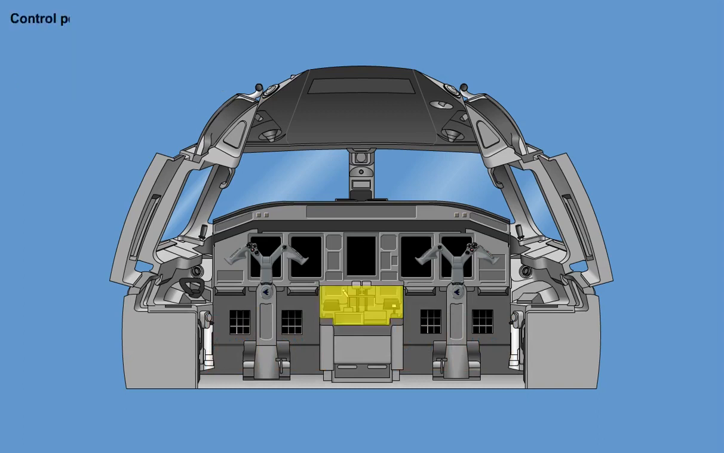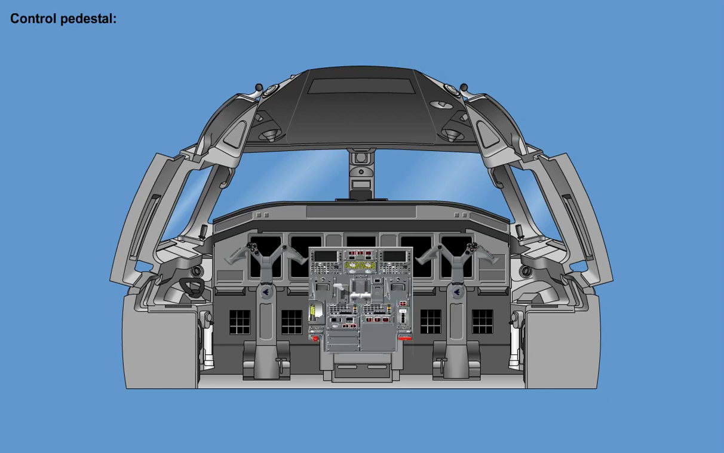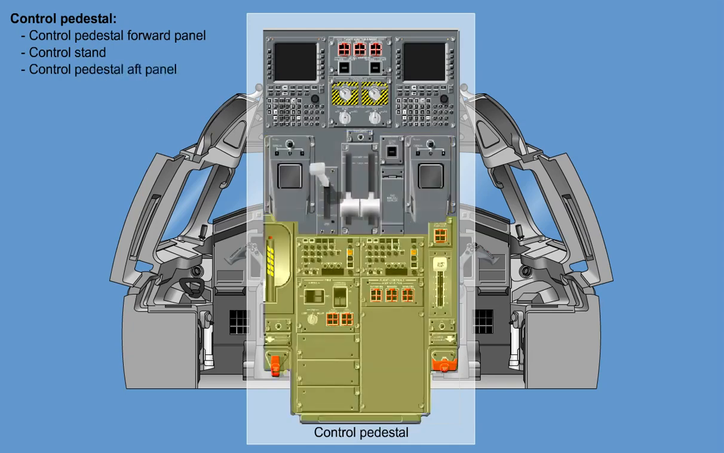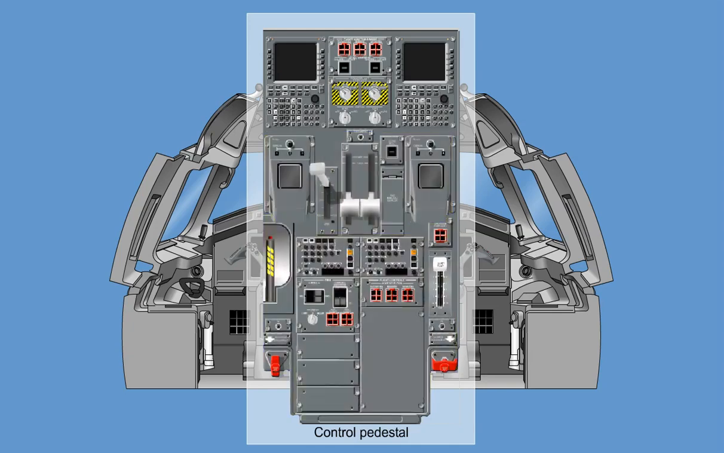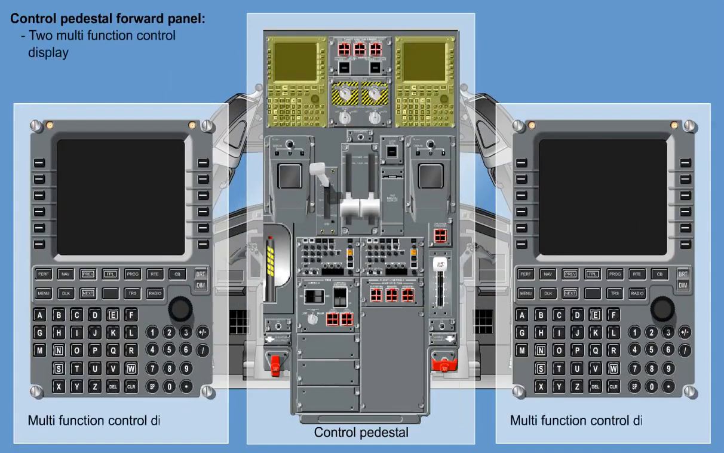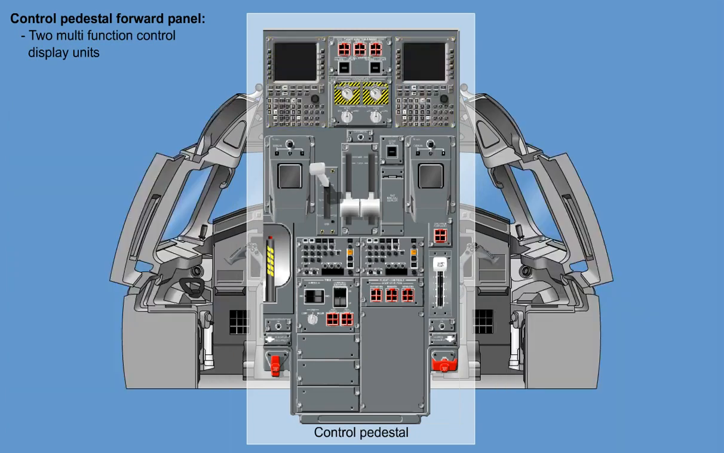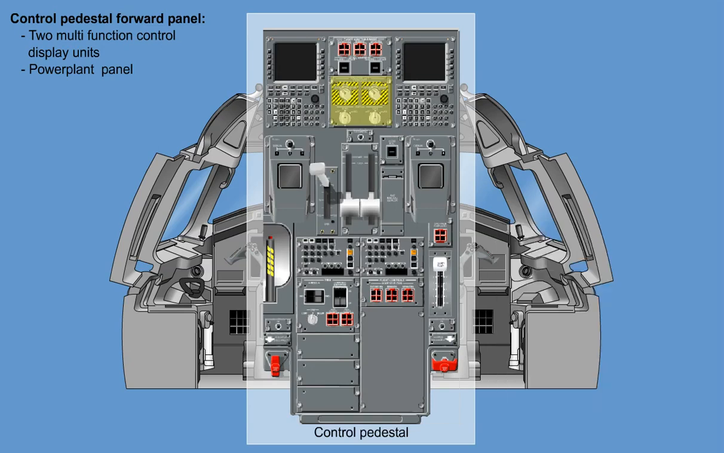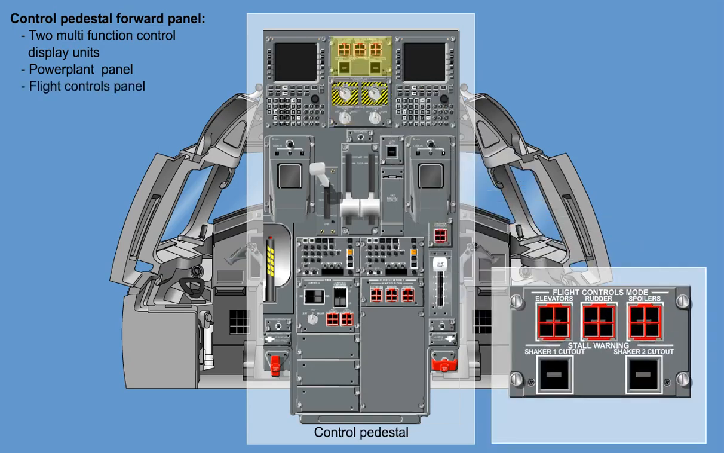The control pedestal has three primary sections: a control pedestal forward panel, a control stand, and a control pedestal aft panel. The following components are on the forward panel: the two multifunction control display units, the power plant panel, and the flight controls panel.